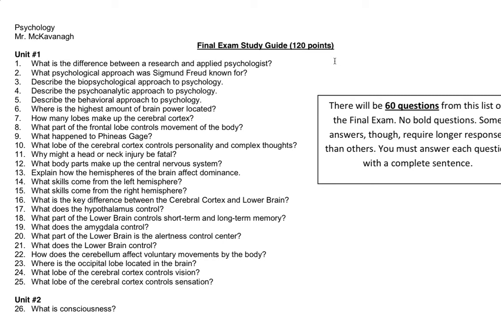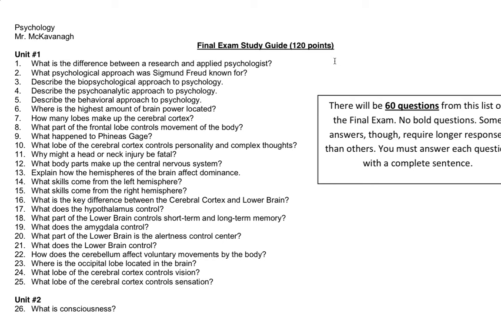Number 14, what skills come from the left hemisphere? In your left hemisphere, you typically are right-handed, and that is where you are very organized, straightforward, good with logic, reason. Number 15, what skills come from the right hemisphere? This is where the left hand of your body is controlled, and somebody who is more playful, theatrical, artsy, is dominant in their right hemisphere.